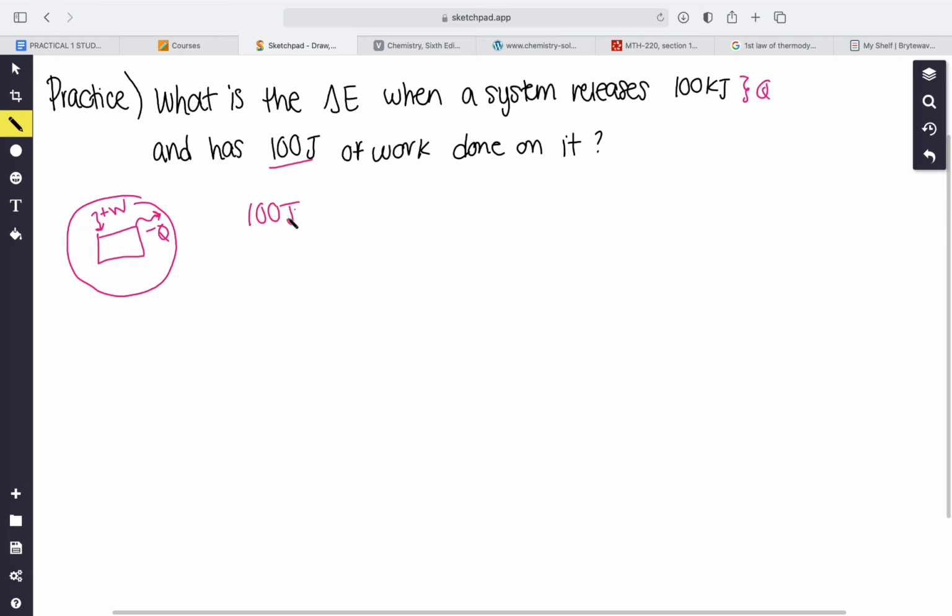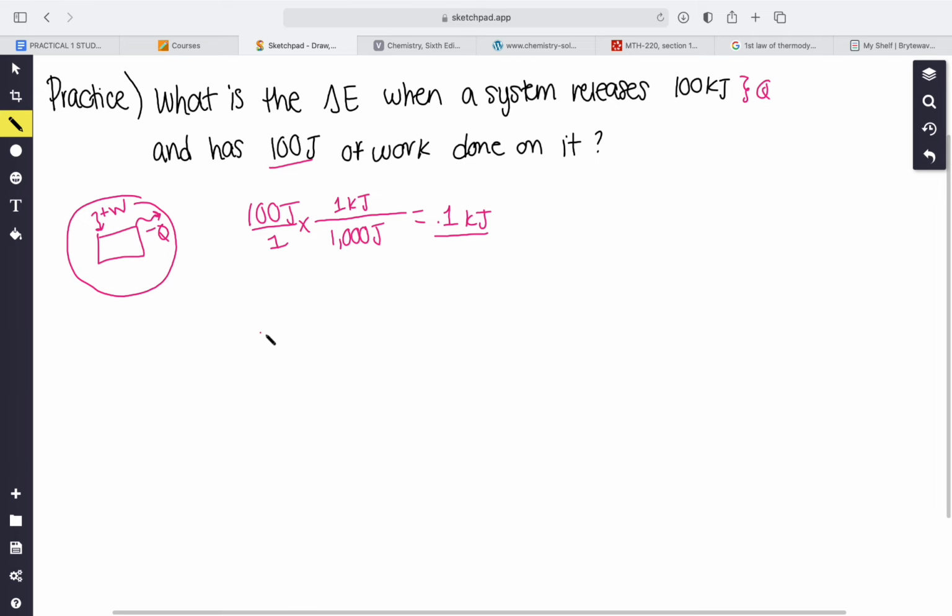Anyways, we have 100 joules and we want to get to kilojoules. There's 1,000 joules in 1 kilojoule. I don't need to do the math because it's a pretty simple one, but you can do it in your calculator. That's going to be the amount of work done, 0.1 kilojoules.